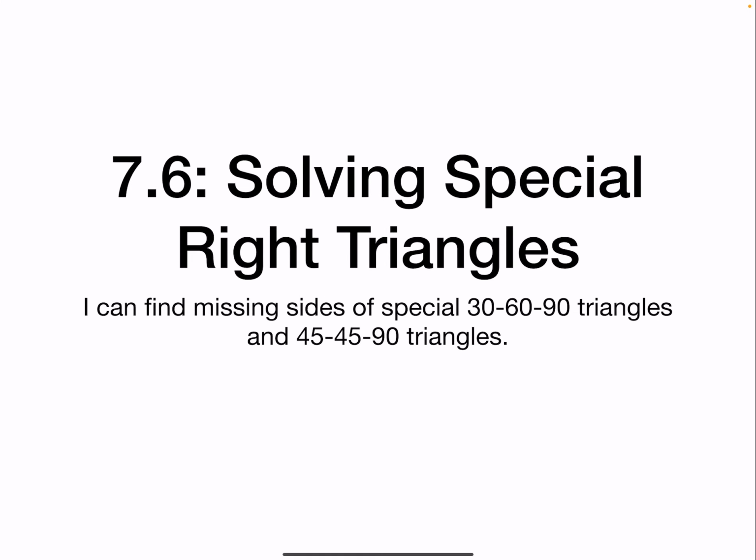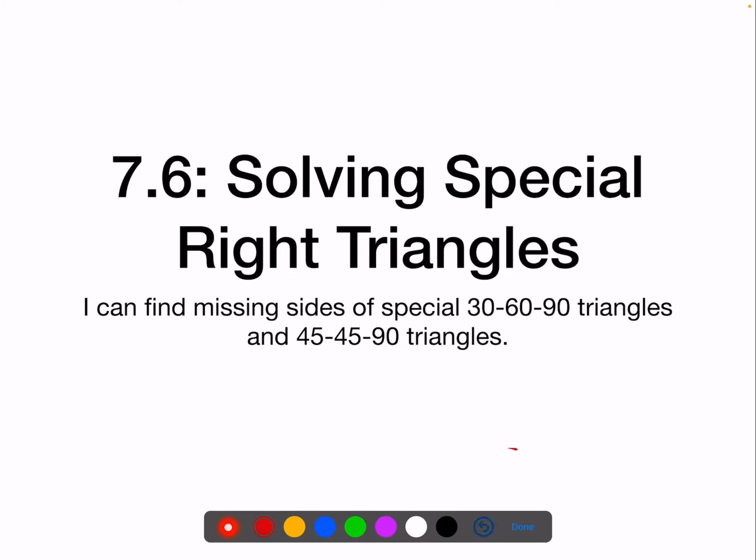Today we're going to be covering 7.6, solving special right triangles. Our learning target, what you will be covering on the test, is I can find missing sides with special 30, 60, 90 triangles and 45, 45, 90 triangles. So these are the two types of triangles that we'll actually be using in solving for today. So these are our special right triangles.